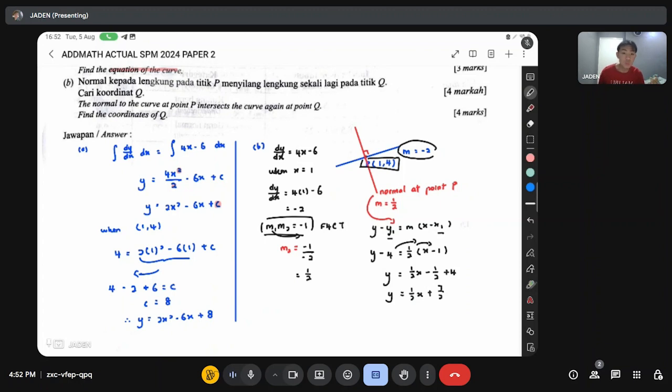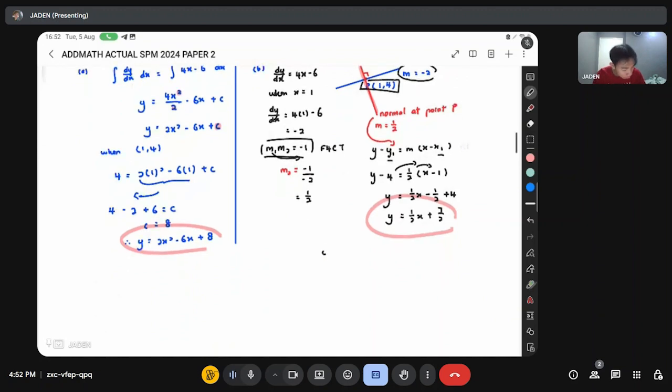What does this have to do with the coordinates Q? If you read carefully, the normal to the curve at point P intersects the curve again at point Q. Intersect the curve means the equation of this line touches or crosses the curve equation that I just found. So to get my Q coordinates, it is very important for me to do this step: y equals y. This y is the normal line's y, and this y is my curve's y.